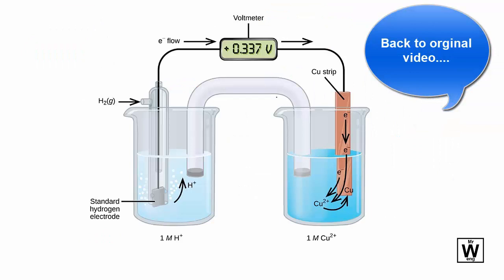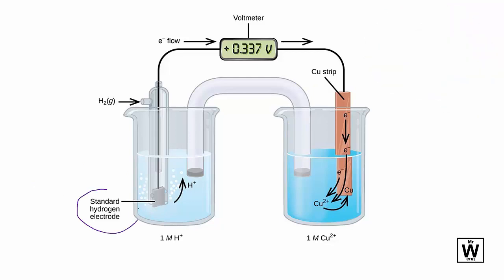And the same can be done with all the other metals. So this one's just a copper one this time. And so the standard hydrogen electrode is set up and compared to the copper, and that's how we get our reading of plus 0.33 volts for copper. And so all those values will be put into a table, which is the next slide or the next video.